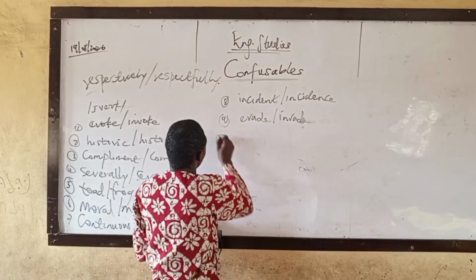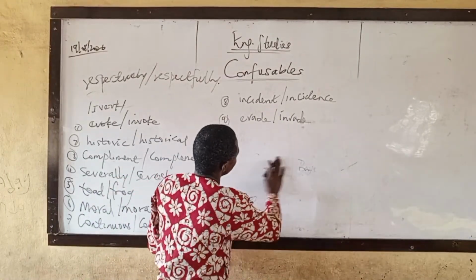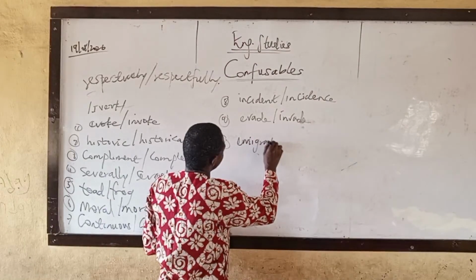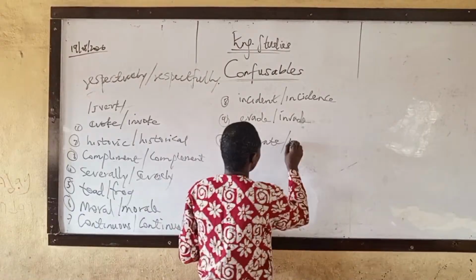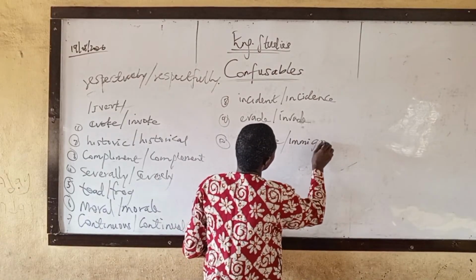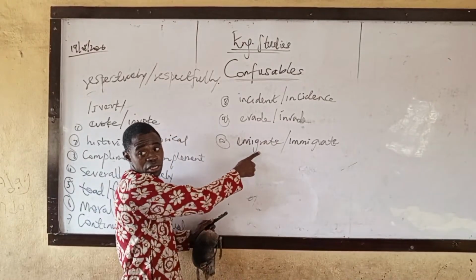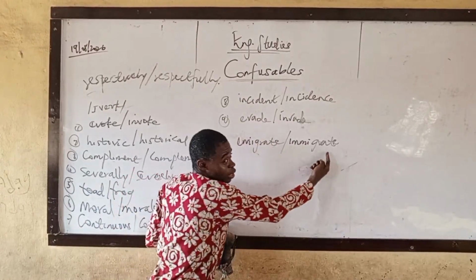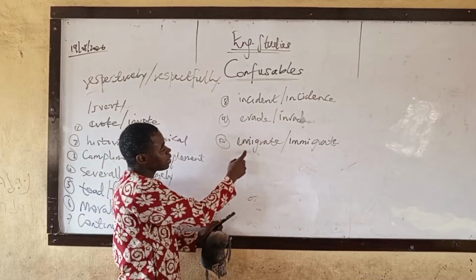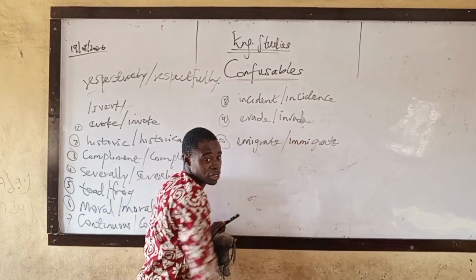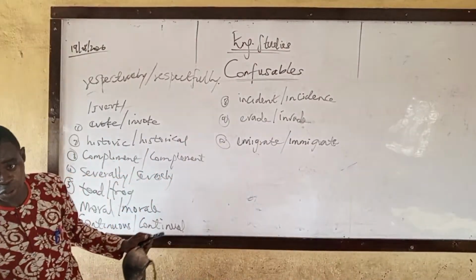Then, number 10, the last one for today: emigrate and immigrate. To leave your country for another is to emigrate, and to enter another country is to immigrate. A person that does the first is called an emigrant, and the other an immigrant.